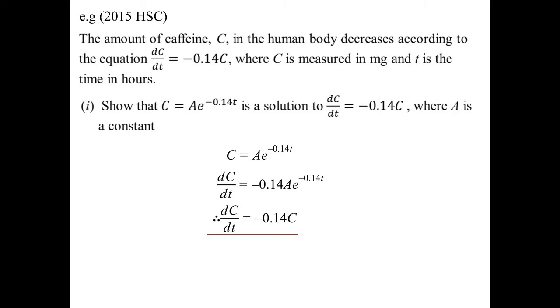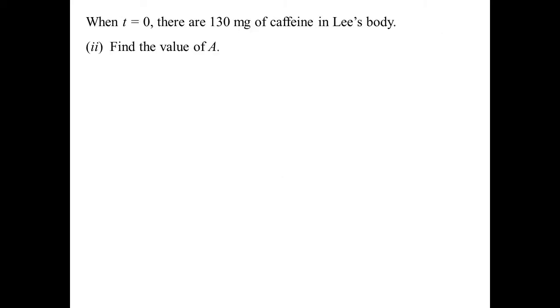It does work. Now they've given us some conditions. When t is 0, we know there's 130 milligrams of caffeine. So now let's work out what A is. Well, when t equals 0, C is 130. It's really just a substitution question now. So A is 130. When you think about it, that constant A has to be the initial value, because that'll be when t equals 0, and e to the power of 0 is always equal to 1. The constant will be the initial population, whatever that happens to be.